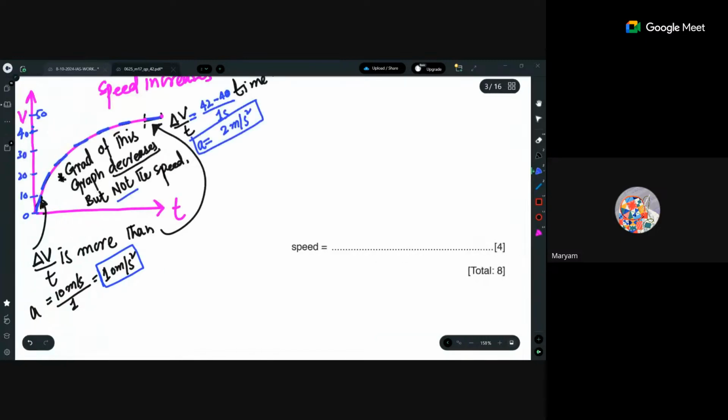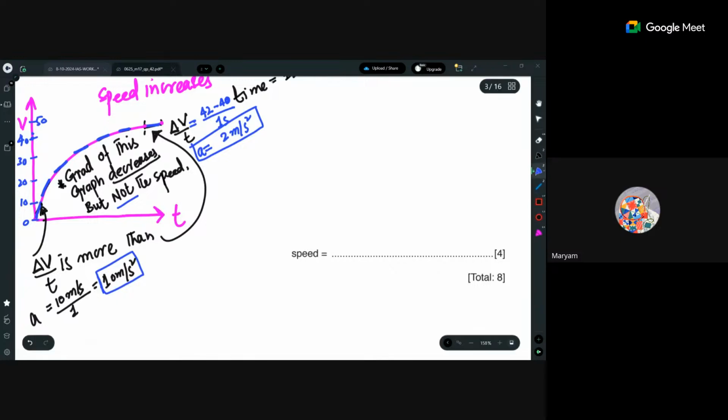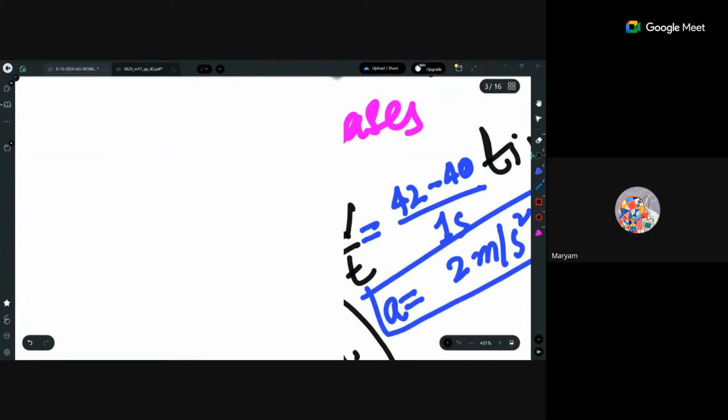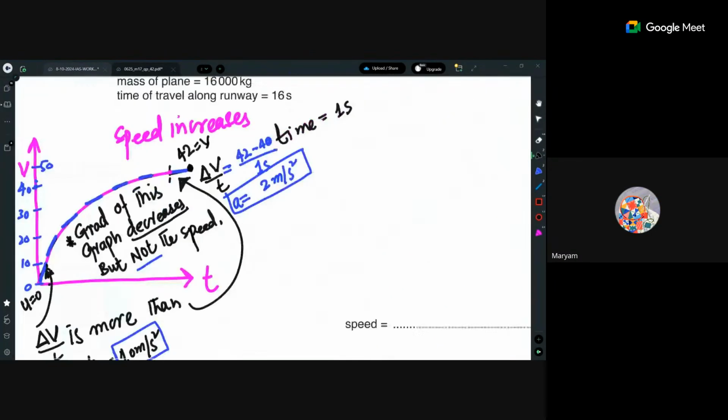Okay, yeah. But sir, how is the speed increasing but at a slower rate? I will tell you. What was the initial speed when the race started? 0. And what is the final speed when the race ended? No, here, at this point. Just at this point? 42.